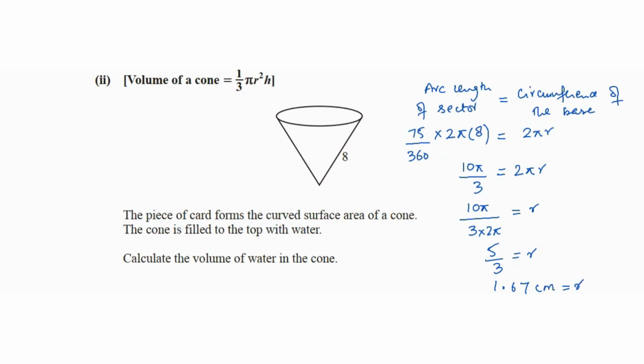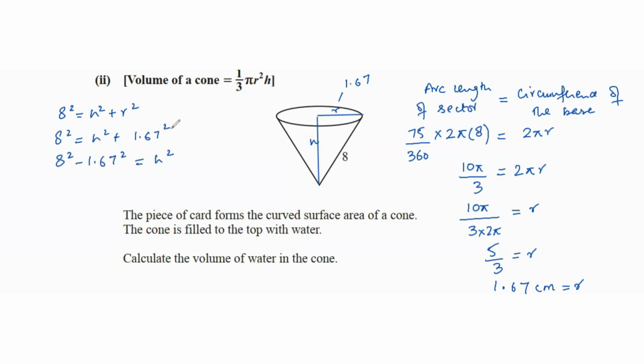Now, if we draw the height on the cone, this is the height and this is your radius, r. So radius is now 1.67. So you can use Pythagoras to find the height. So that's going to be slant height squared equals h squared plus r squared. Slant height squared equals h squared plus 1.67 squared. Slant height squared minus 1.67 squared equals h squared.